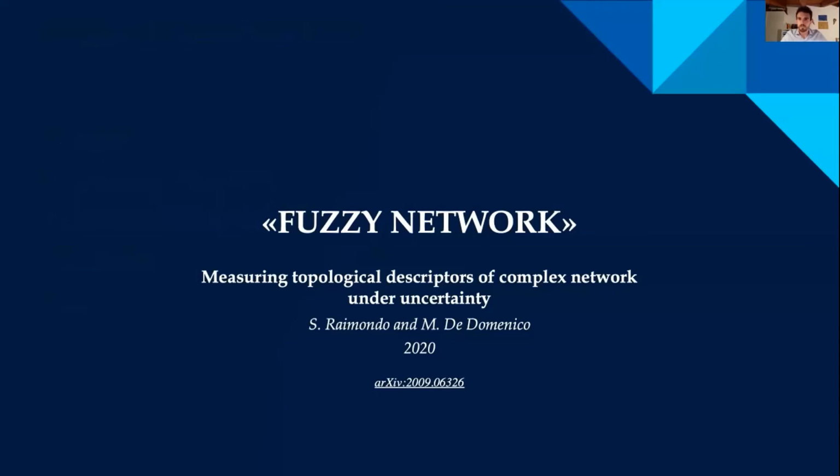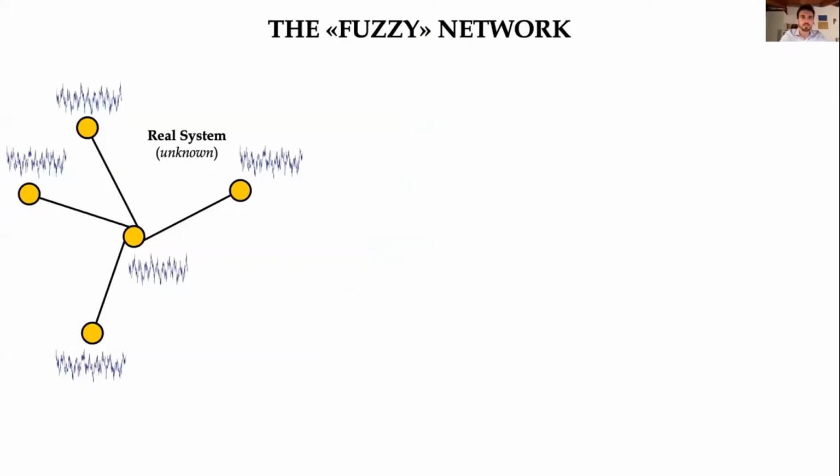With our work, we propose a change in the point of view on this problem. Instead of applying a method to reconstruct the entire network of relation, we propose to use a different representation of the network structure, which we call fuzzy network, to compute directly the topological descriptors. Let's come back to the previous real system that is still unknown.